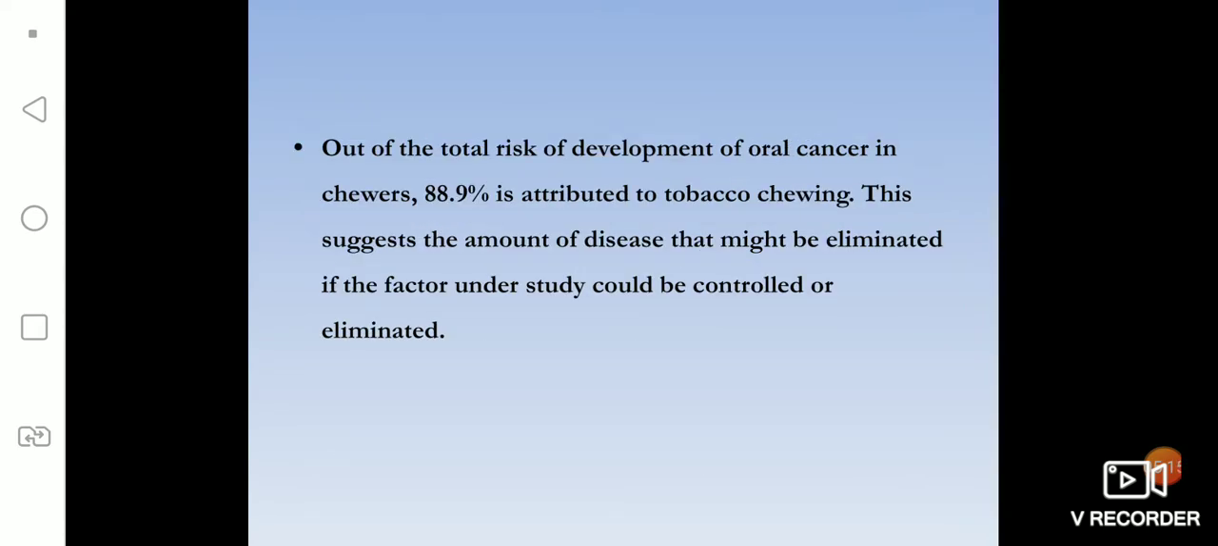Now, if you see this example, the explanation is that 88.9% is attributed to tobacco chewing in the development of cancer among the chewers. This suggests the amount of disease that might be eliminated if the factor is controlled or eliminated. That means this much of the disease in the cohort group can be eliminated if tobacco chewing is controlled.